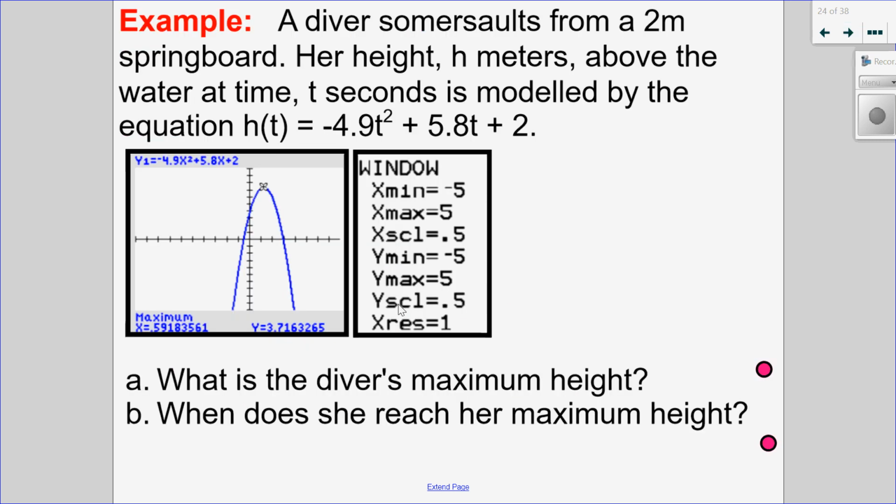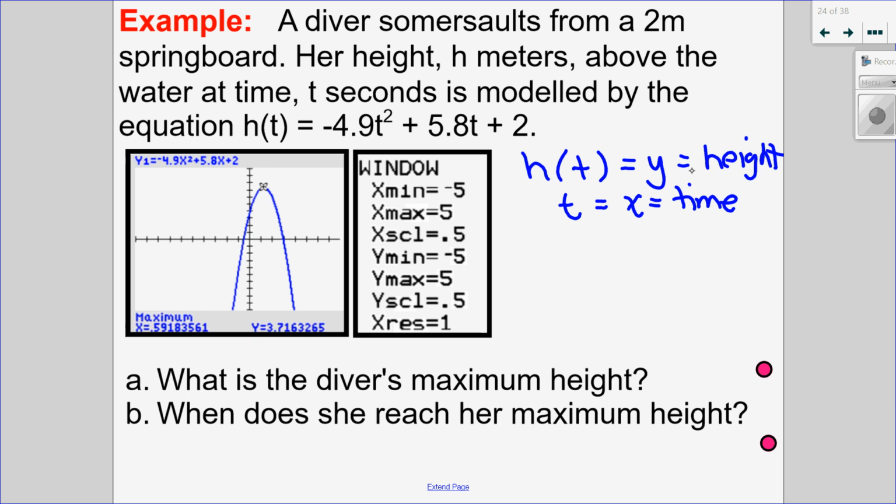So I want to take you through this example here, and I'm going to ask you a bunch of questions. I would never ask you this many questions on a test or a quiz, but it gives you an idea of all the possible types of questions that you could be asked. So in this question here, we have a diver that somersaults from a 2-meter springboard. Her height, h meters above the water at t seconds, is modeled by this equation. What I always like to do is note that my h of t, which is my y value, is height. I just want to know what my variables are. My t value, which is my x, is time. So when I'm asked for a certain parameter, you know what you're really being asked for.